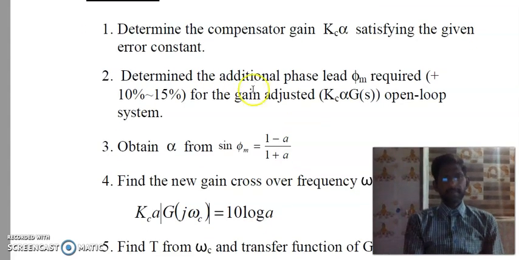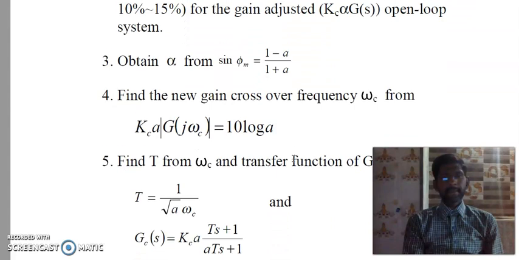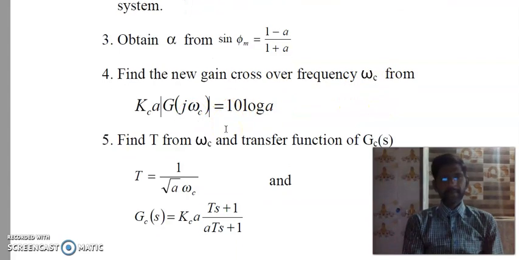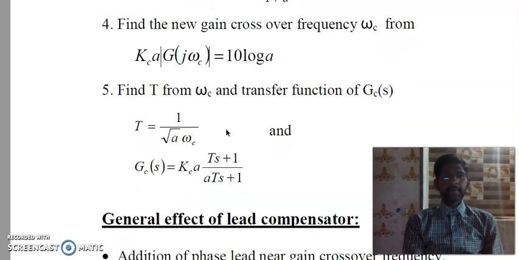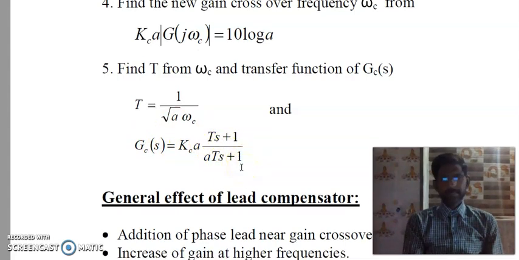Obtain alpha from sin phi m equal to (1 minus alpha) divided by (1 plus alpha). Find the new gain crossover frequency omega c from this formula. Find T and omega c and the transfer function Gc of S. T equal to 1 by root alpha omega c, and Gc of S equal to Kc alpha (alpha Ts plus 1) divided by (alpha Ts plus 1).